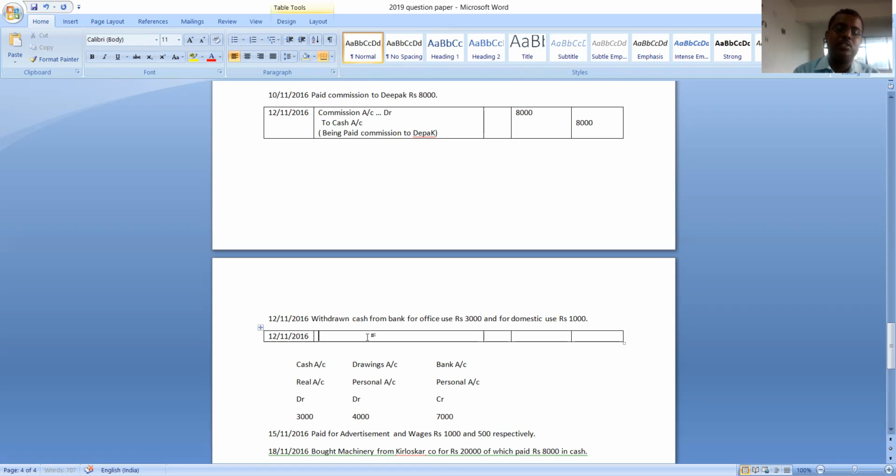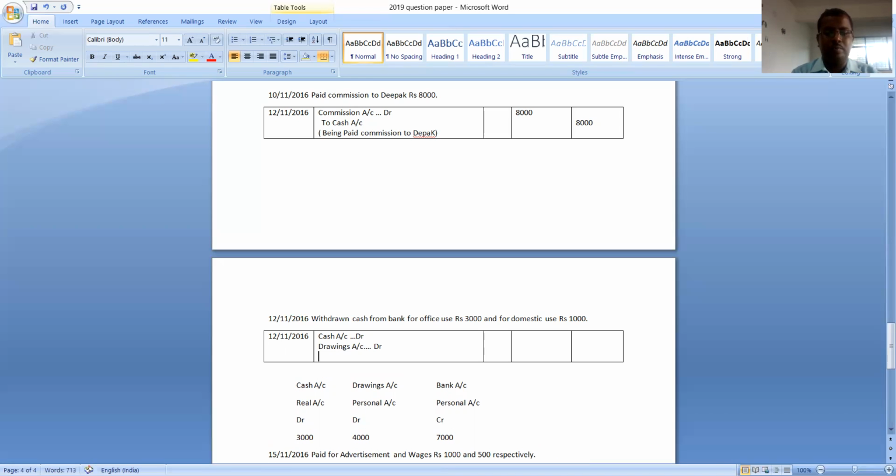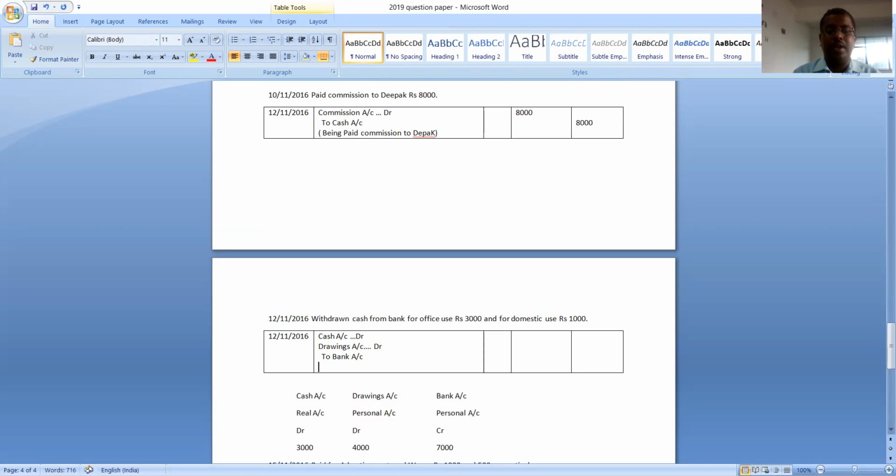So let us write the journal entry now. Cash withdrawn from bank, cash comes into the business. So cash account debit. Okay, owner is the receiver, right? Owner is the receiver. So drawings account debit. To which account? To bank account. Why bank account? Because your banker is the giver. So cash account debit, drawings account debit to bank account.